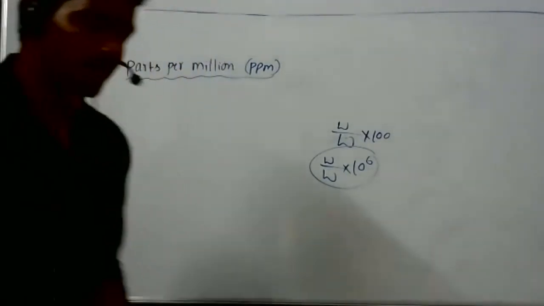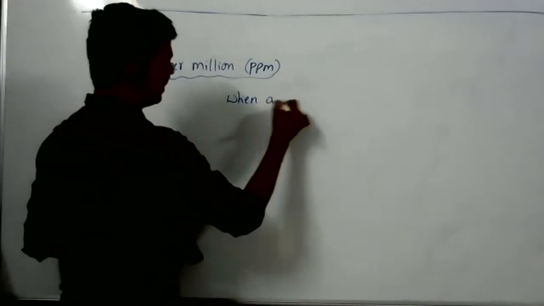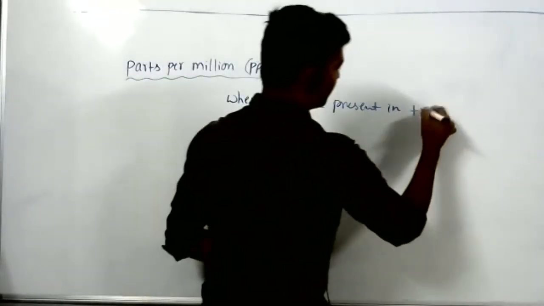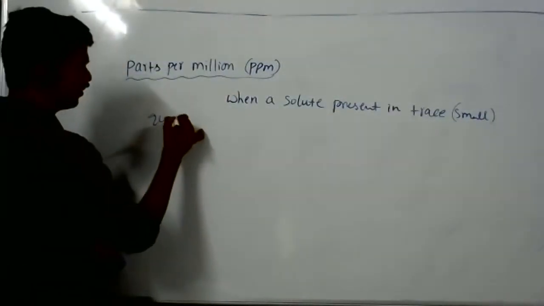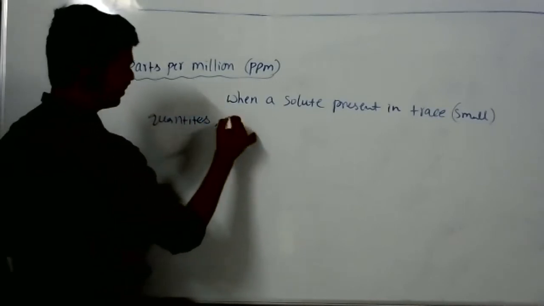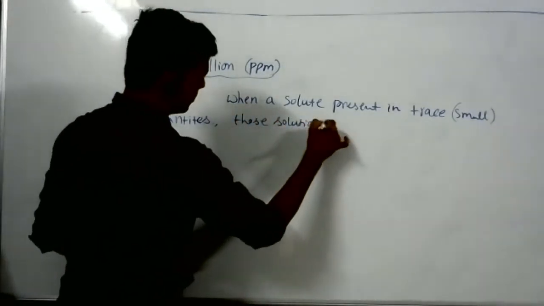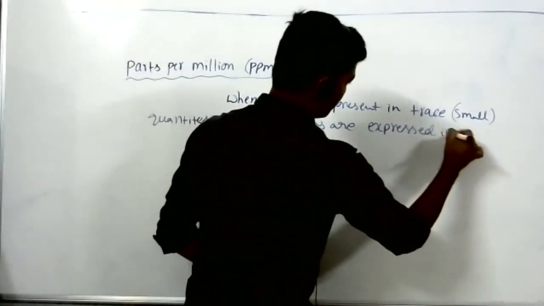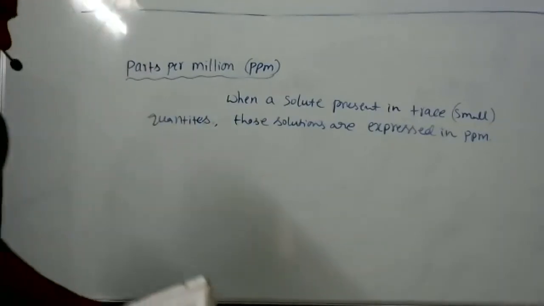When a solute is present in trace quantity, very small, those solutions are expressed in ppm. So write the formula.